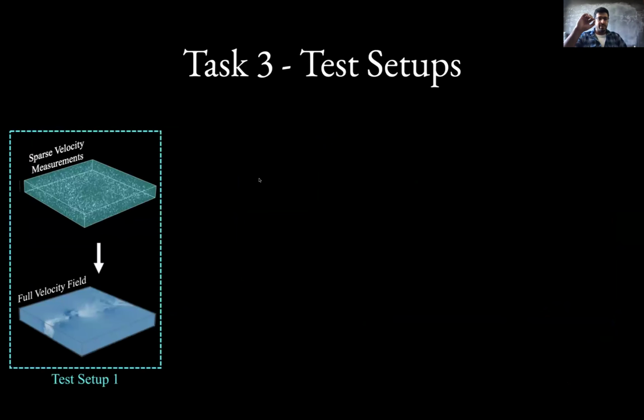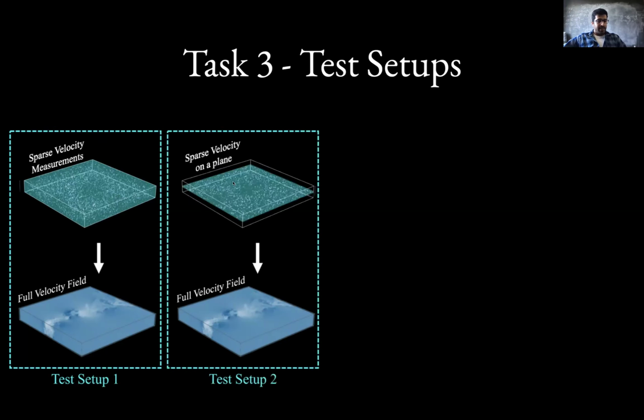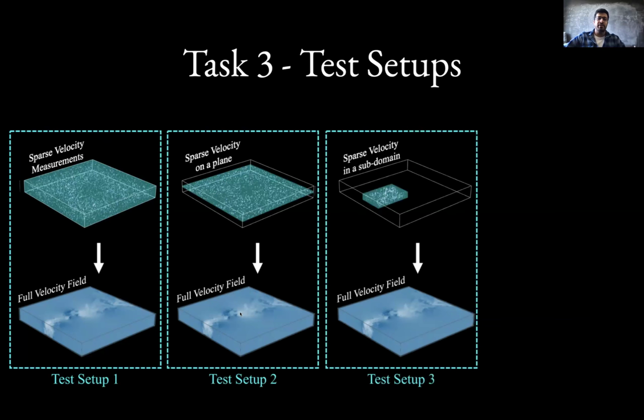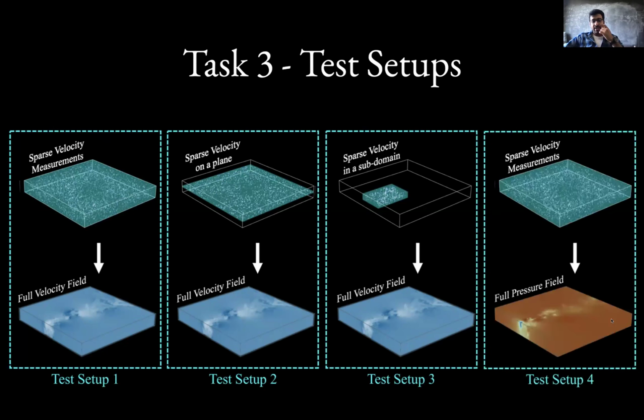And during testing, we consider 4 test setups. Test setup 1, you are given the sparse velocity measurements all over the 3-dimensional space, and you want to reconstruct the full flow field, which is the velocity as well as the pressure fields. Test setup 2, you are only given the sparse velocity measurements on a plane, and can you reconstruct the volumetric distribution of the velocity and the pressure fields. Test setup 3, you have the velocity information in a subdomain and reconstruct the full flow field. Test setup 4, can you reconstruct the pressure field when you only have the velocity information?